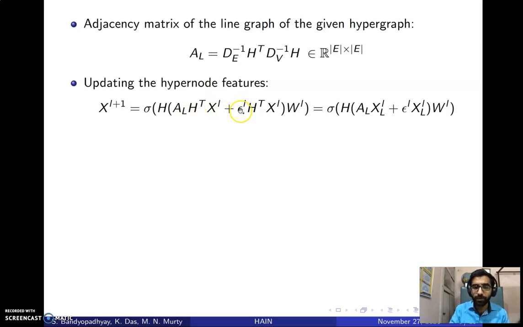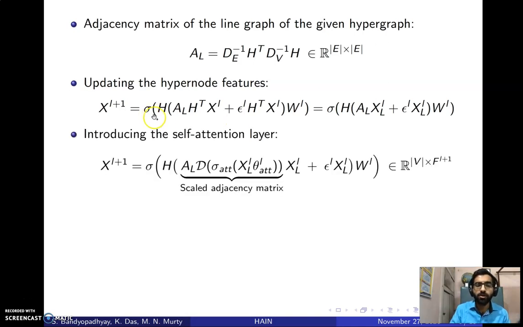In this concept, we introduce this variable epsilon based on a graph isomorphism network or GIN. So this whole process is equivalent to converting the given hypergraph to its line graph, doing the message passing in the line graph, and then converting features back to the hypergraph. However, here in step 2, we are using the weights of the line graph as they are, or in other words, we are not learning the weights.